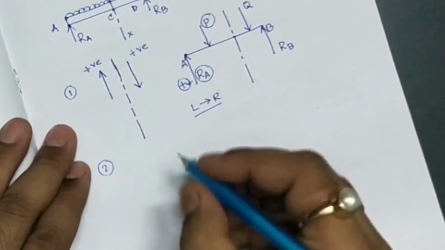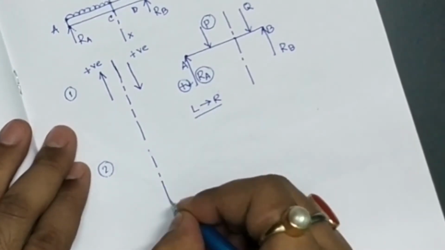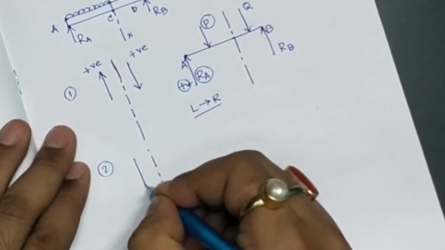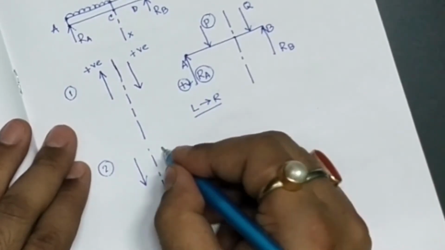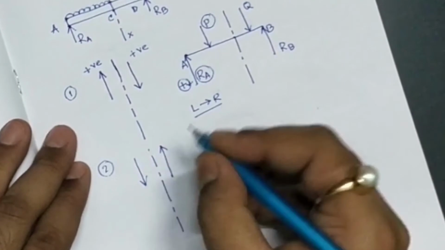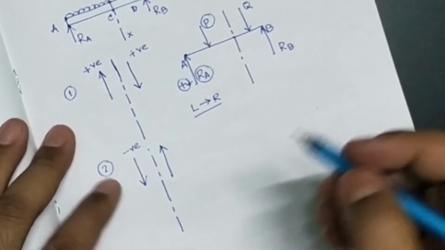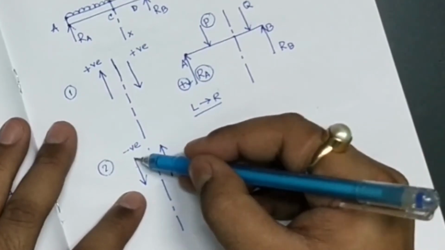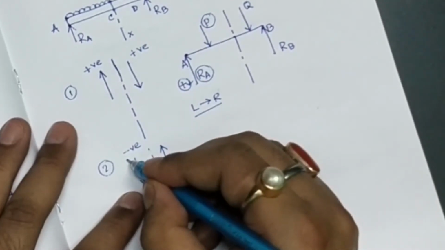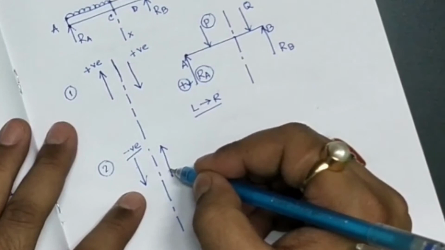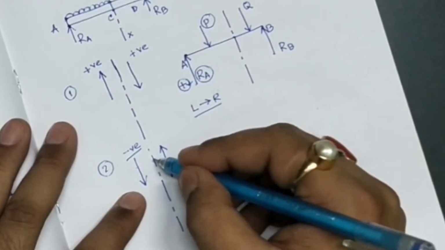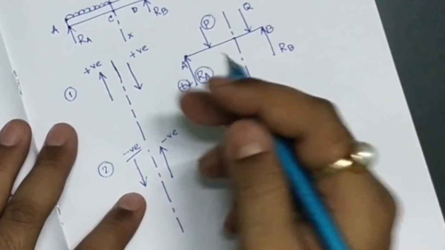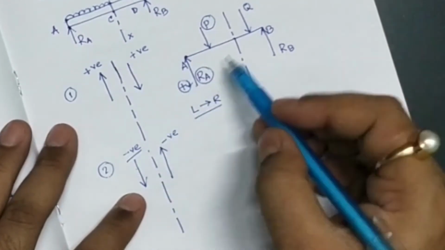Number two condition is, let us draw the section here. If we have a force on the left hand side of the section which is acting downwards, that has to be taken negative, as well as if a force is acting upwards to the right hand side of the section, that has also to be taken negative. So let us tally these two conditions and check it here.